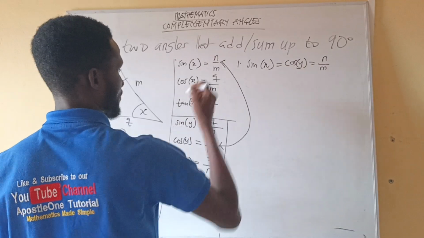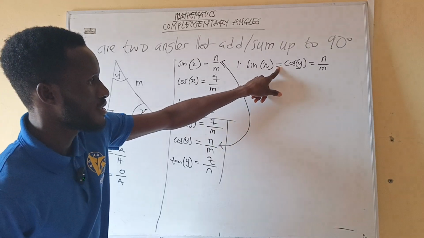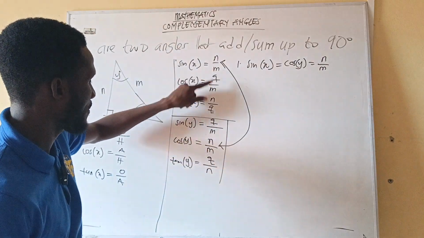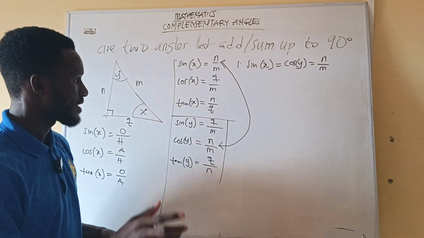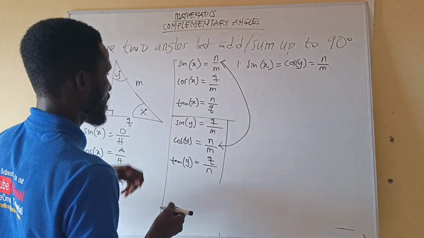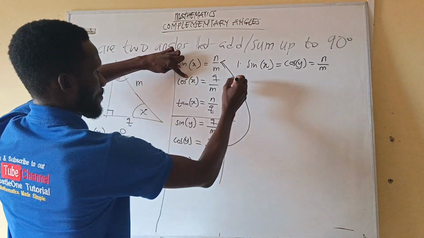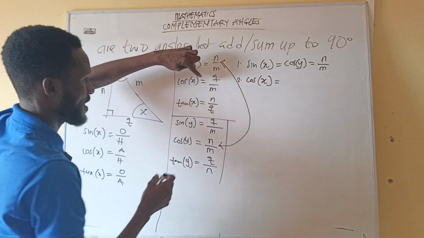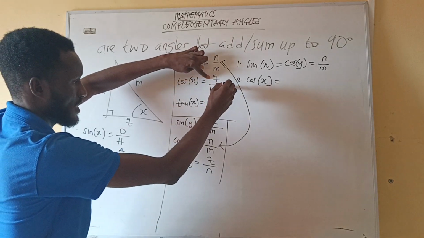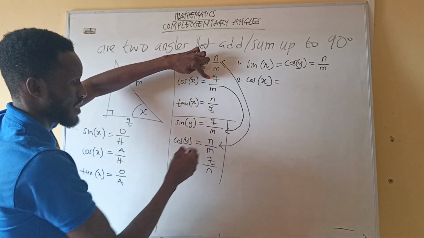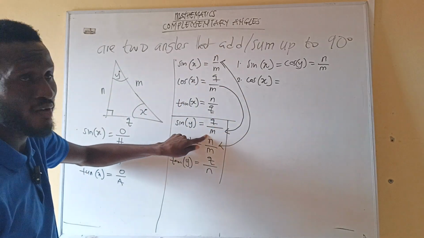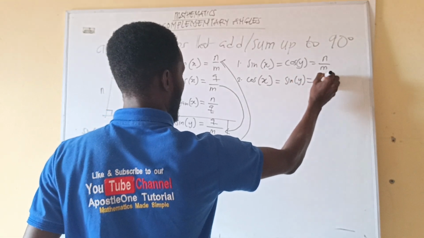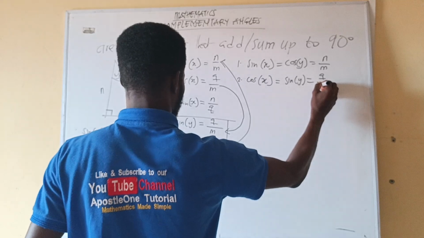So this is the first one. Sine x is the same as cos y, and they are all N over M. The same way, if you look at cos x here, cos x is Q over M. Can you see that it is the same as sine y, which is Q over M? They are all Q over M.